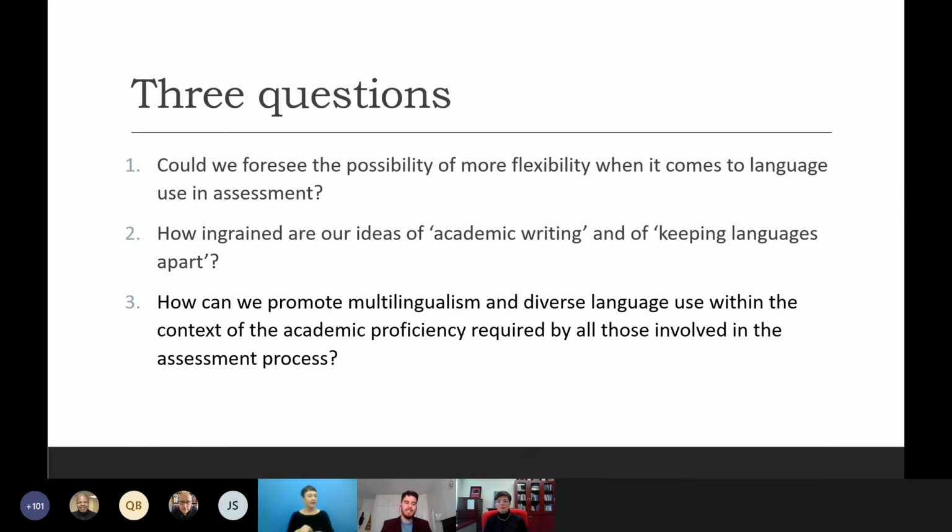Yes, absolutely. Perfect. So what we found is that with what we engaged on, there's a lot that comes around the information and the content, and we found that these three questions are similar enough, yet deal with as broad a spectrum of the topic. The first question is, could we foresee the possibility of more flexibility when it comes to language use and assessment? Question 2 is, how ingrained are ideas of academic writing and of keeping languages apart? And question 3 is, how can we promote multilingualism and diverse language use within the context of the academic proficiency required by all those parties involved within the assessment process?